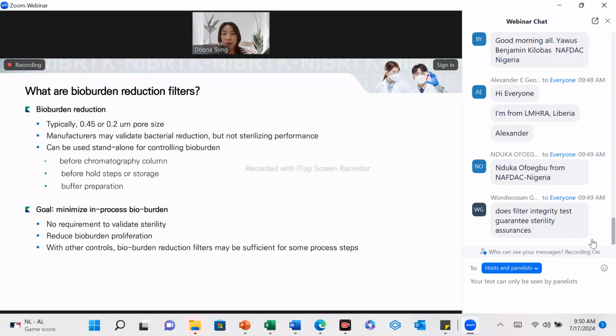They can be used alone to control bioburden in several places in the bioprocess: before the chromatography column, before holding steps or storage, and during buffer preparation. The main goal of this filter is to minimize the bioburden during the process. There is no need to validate sterility, just to reduce the growth of the microorganisms. In combination with other controls, bioburden reduction filters can be sufficient for certain process steps.